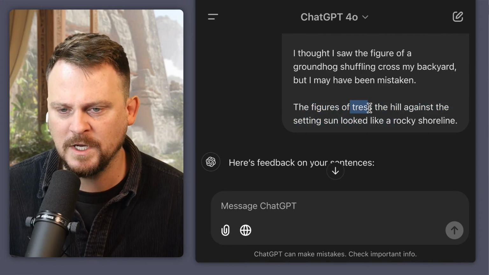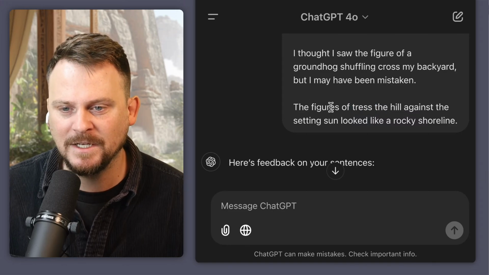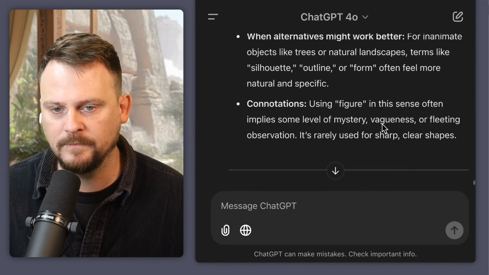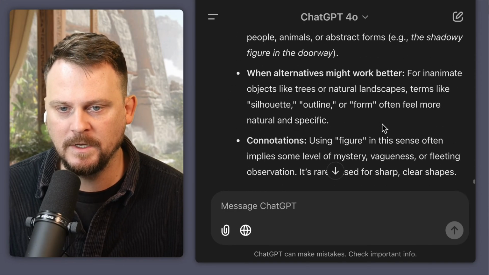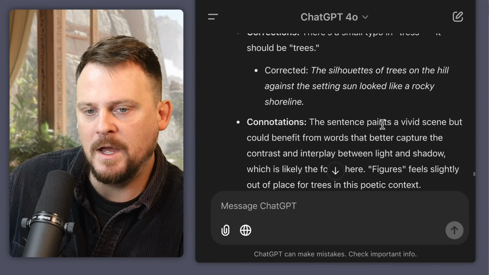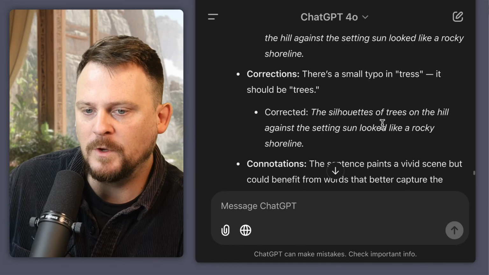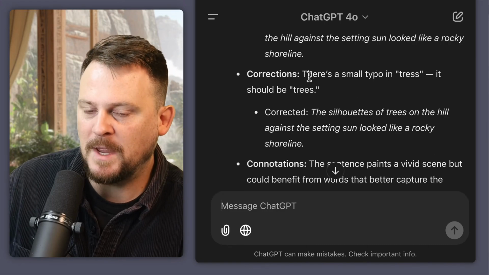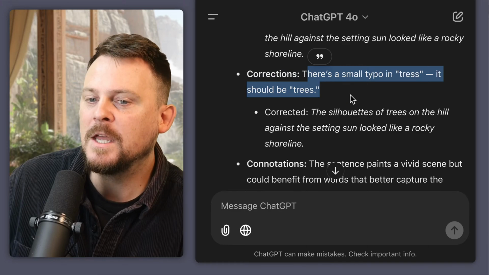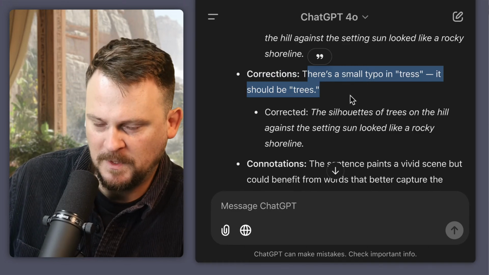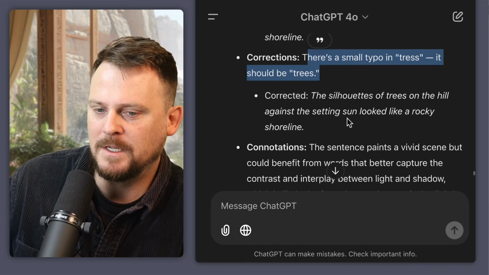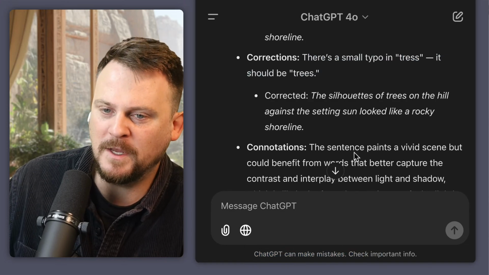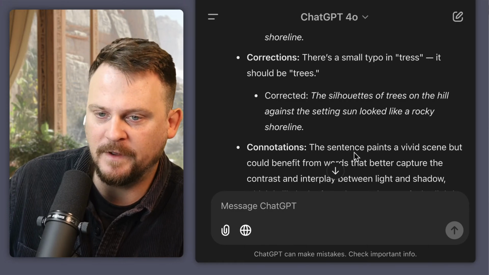No, the problem is not trees. The problem is the figures of trees against or on the hill against the setting sun. I'm missing the word on. Let's see, where am I? It's easy to get lost here. No, it should be on the hill. The silhouettes of trees. So ChatGPT is wrong here in its own correction of me. There's a small typo in trees. There's not a typo in trees. There's a typo in missing a word, which is the word on. I think ChatGPT has made a couple of mistakes today. Oh, it's right here. Under here it says ChatGPT can make mistakes. Oh, okay. So it's not perfect, but nothing's perfect. It's still, I think, good enough for a lot of stuff.